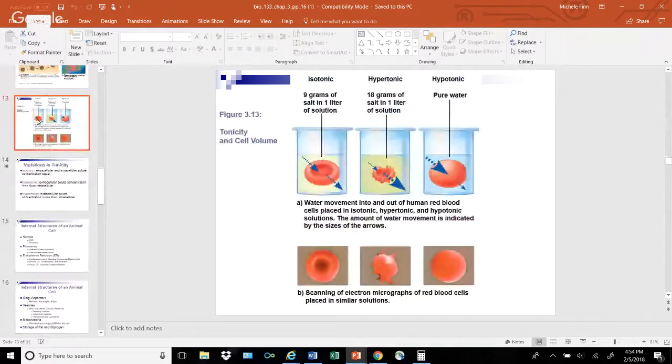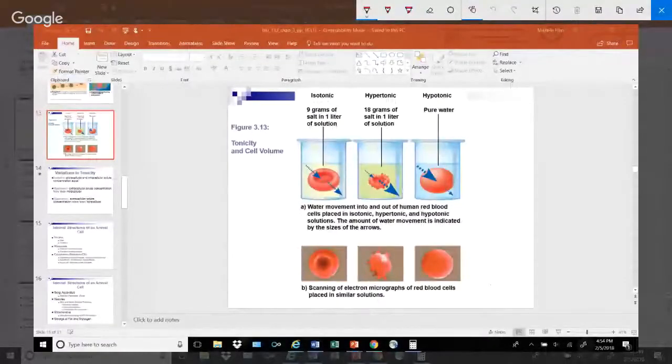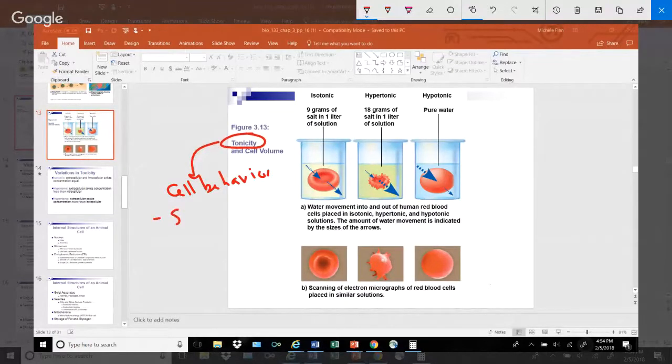Well, osmosis has some ramifications in terms of what can happen to a cell. Remember, most of our body water is found inside our cells. And so we didn't get to talk about this in class regarding chapter 3, so I'm going to mention it now. There's a word called tonicity, which really means cell behavior. And by cell behavior, do we mean, does the cell shrink, get smaller? Does the cell swell, get bigger? Or does the cell stay the same size?